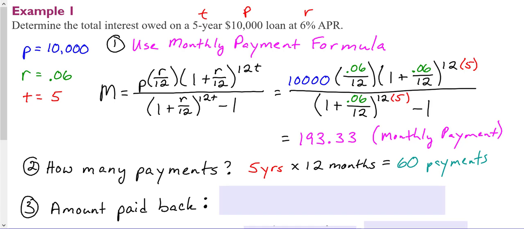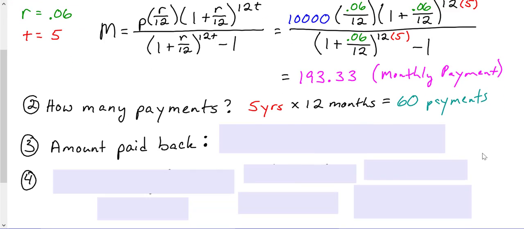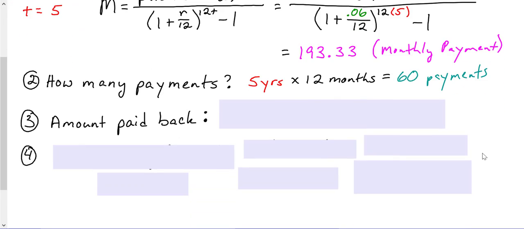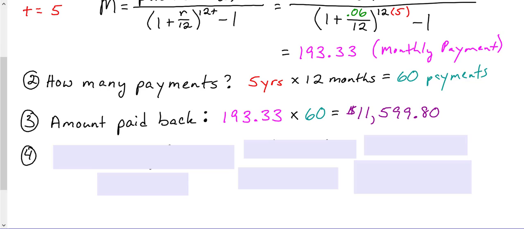From there, we need to figure out how much money we actually paid. So we would take our 60 payments times 193.33, and that would mean we pay a total amount of $11,599.80. So this was the total paid back.